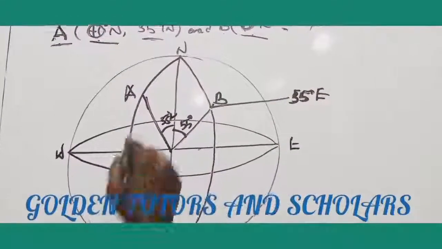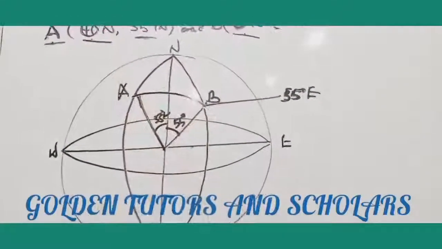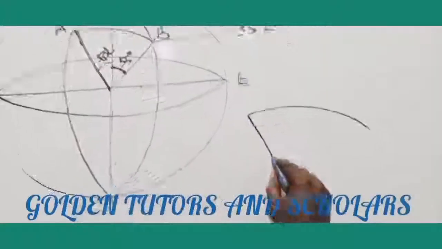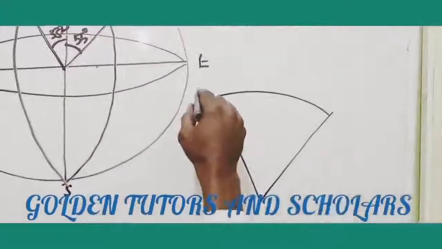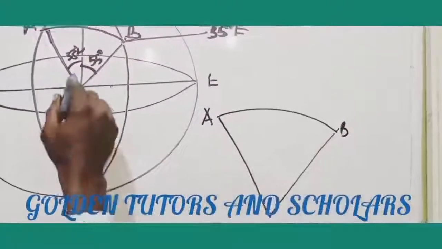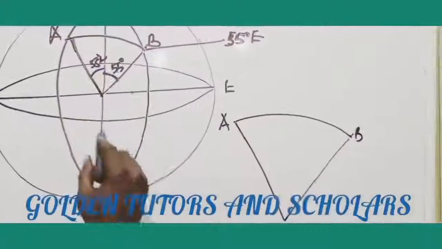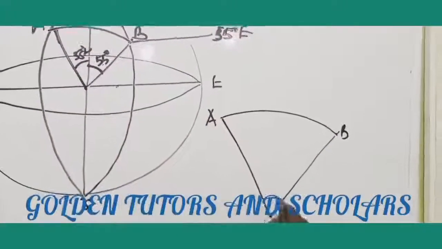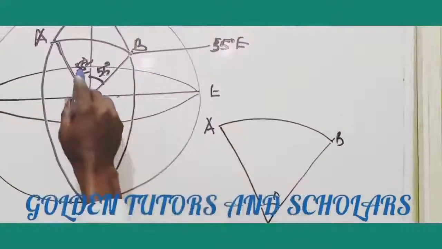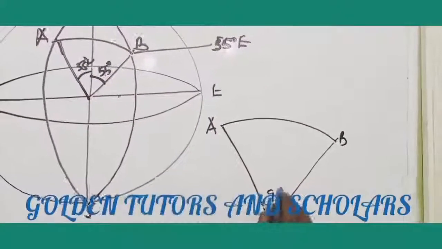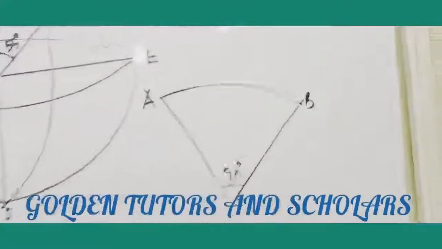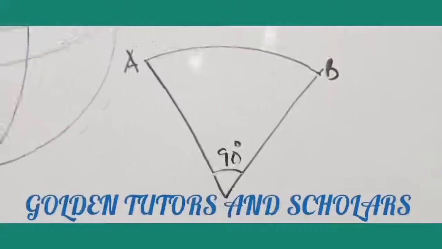If we look at this very well, the distance between these two towns on the Earth's surface can be likened to the length of an arc, where this is town A and this is town B. Now, when you look at 35 degrees and 55 degrees, the angle subtended at the center, adding them, gives 90 degrees. The angle subtended at the center by these two towns is 90 degrees.